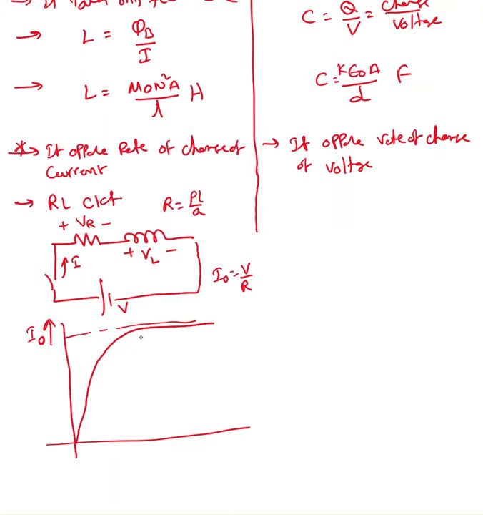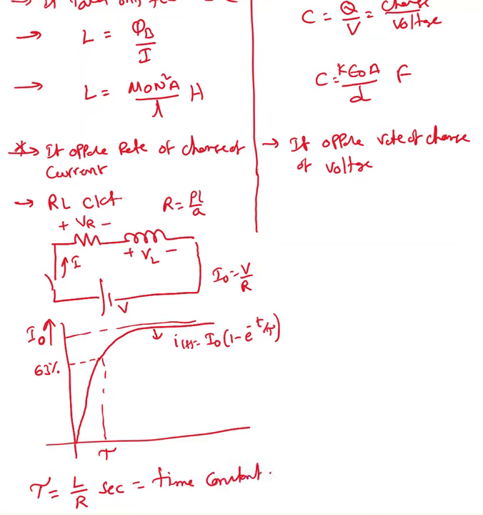So this graph, I can say I of t equals I naught times 1 minus e to the power of minus t over tau. Tau is nothing but when it reaches 63% of its final value, 63.2% or something like that. So this tau is the time constant. In RL circuit, it's nothing but L over R seconds. This is called the time constant.